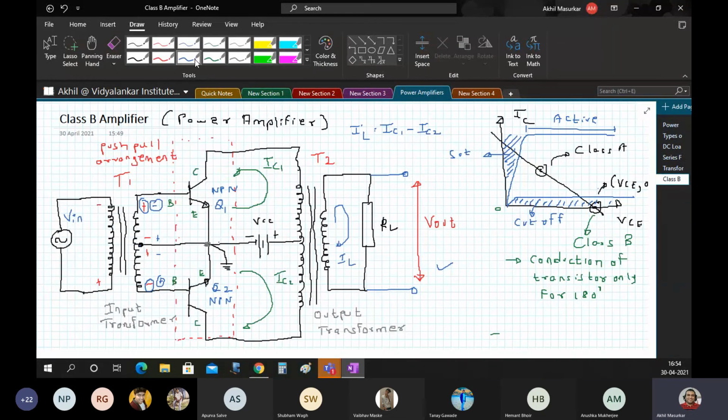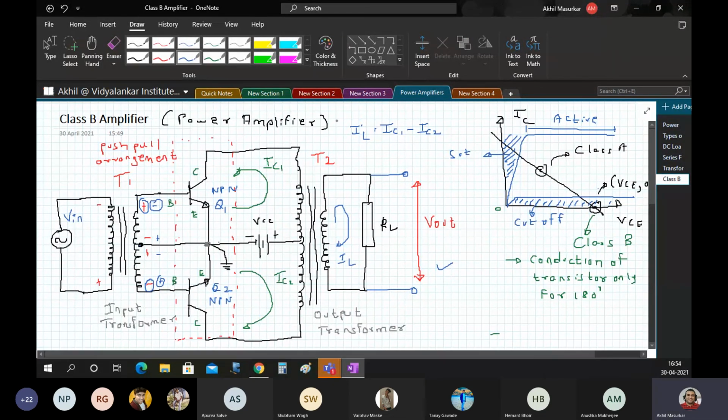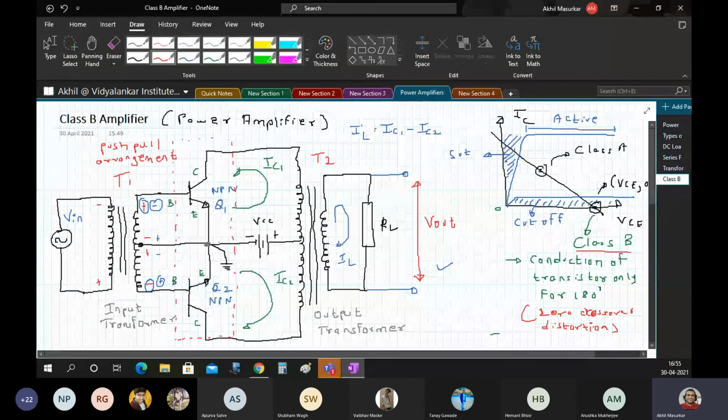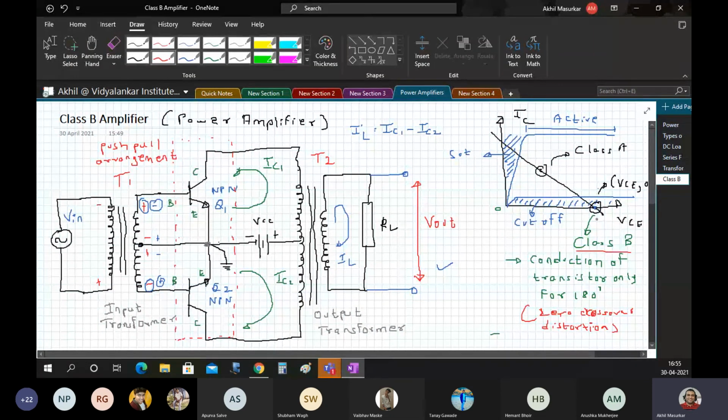What are they saying? If you operate at this point, what are you getting? Zero crossover distortion. So if we operate in class B, that is, if our Q point is on the VCE axis, we have to face crossover distortion. Now, in class A, did we have crossover distortion? No. In class B, we are facing crossover distortion.